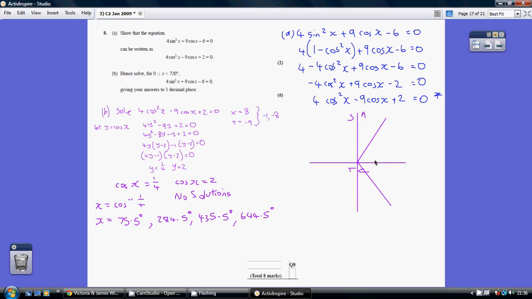And our final solution, given we're going all the way up to 720, is picture going all the way around twice, 720 less the 75.5, which is 644.5.